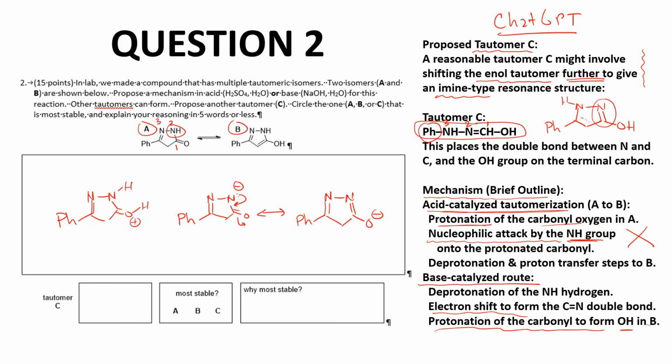And then protonation of the carbonyl to form an OH. This is not going to be the OH in B, but it's going to be a different thing. But anyway, once we protonate this, we're going to get C. Okay, I can follow that. That wouldn't get much credit because I want to see it as a mechanism, but that's reasonable. So this is C, but we need an H there. Which is the most stable?